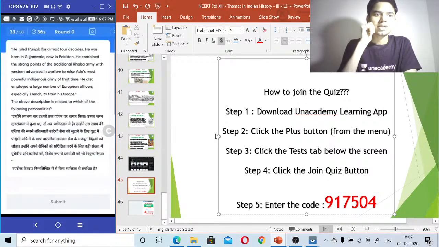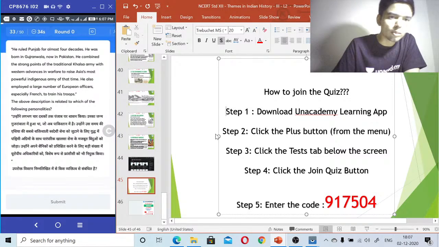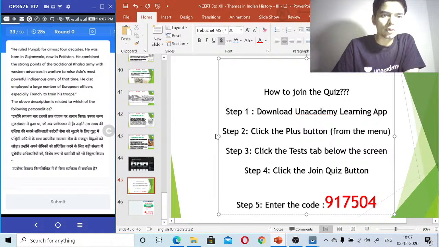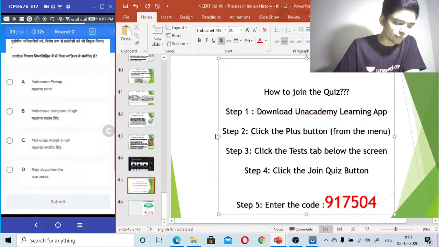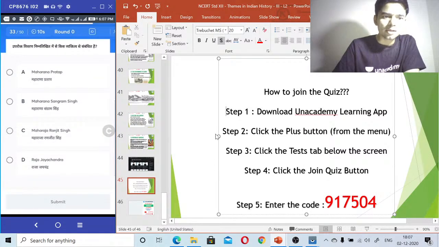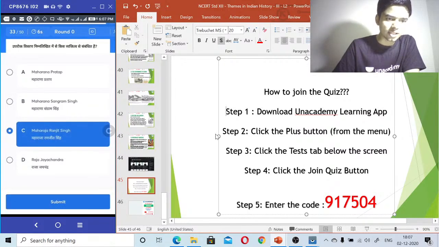Question number 33. He ruled Punjab for almost 4 decades. He was born in Gujranwala, now in Pakistan. He combined the strong points of the traditional Khalsa army with Western advances in warfare to raise Asia's most powerful indigenous army of that time. He also employed a large number of European officers, especially French, to train his troops. Above description is related to who among the following? Maharana Pratap, Maharana Sangram Singh, Maharaja Ranjit Singh, Raja Jayachandra.